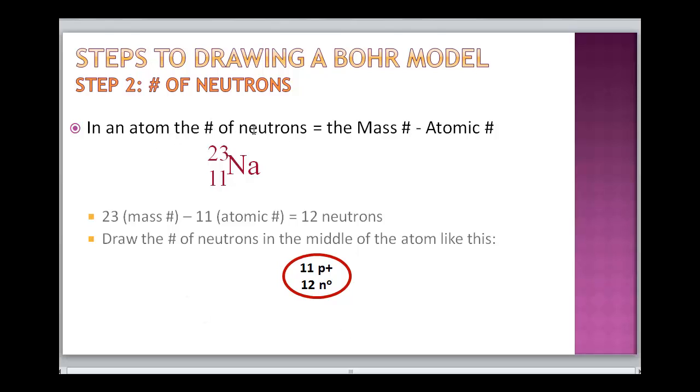In the atom, the number of neutrons equals the mass number minus the atomic number. So 23 minus 11 equals 12 neutrons. So now we have 12 N with a 0, meaning neutrons are neutral charged. So for every Bohr model, and we're going to only have you do the first 20, you need to write this out so you understand the number of protons and the number of neutrons that that atom has.